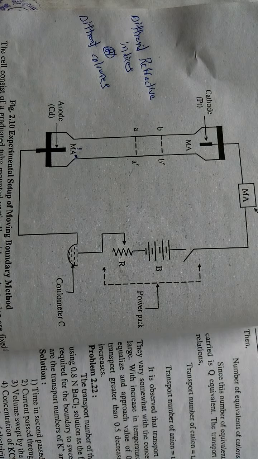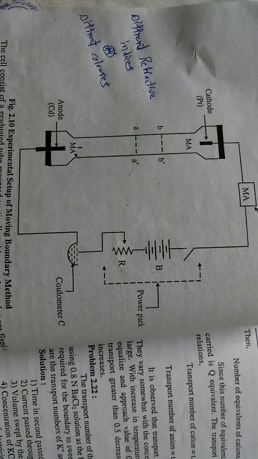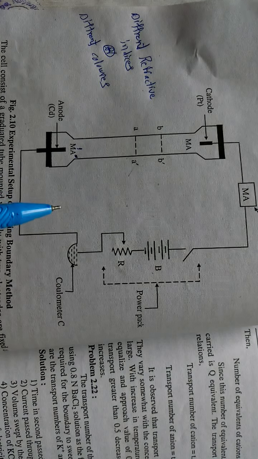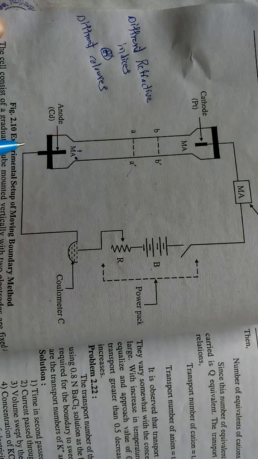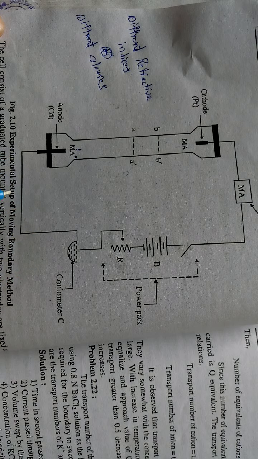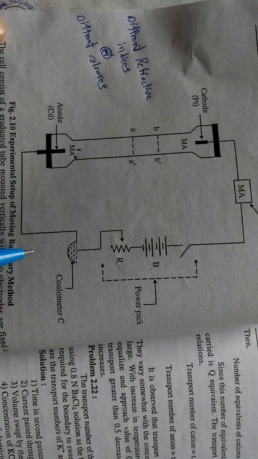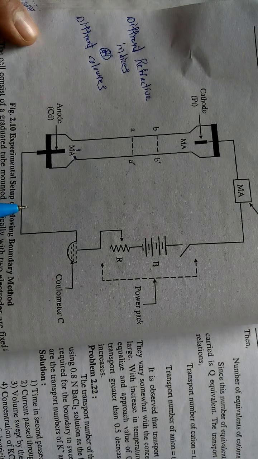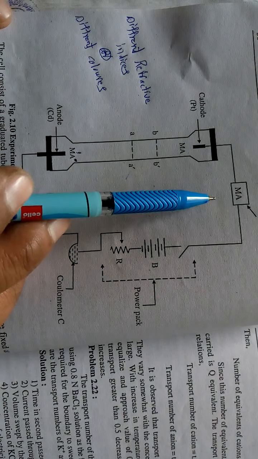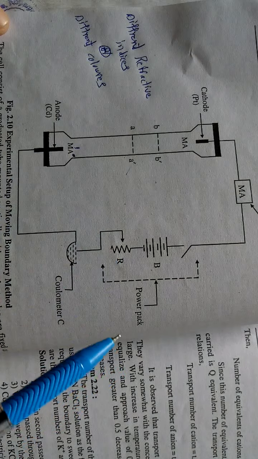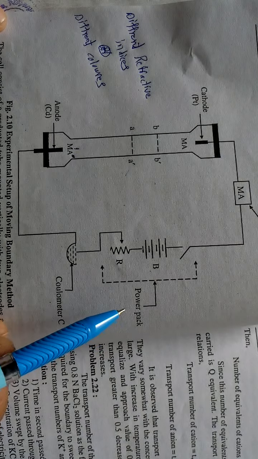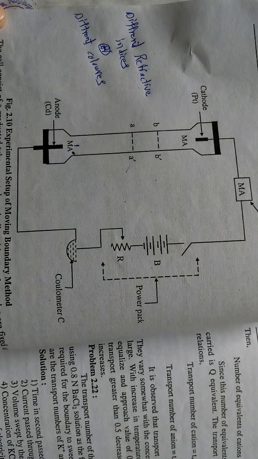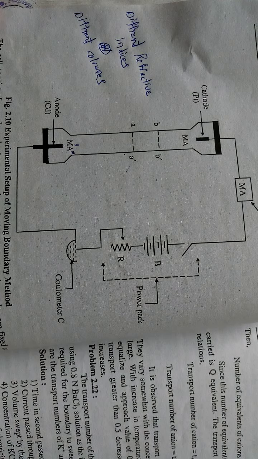Now, as far as the working of this particular instrument is concerned, before that we must know the remaining parts present in it. We just completed the first important part, that is the graduated tube. To this graduated tube a coulometer C is connected, along with a milliammeter joined to the tube. Then the variable resistance is there, and the power pack is there. So this is the simple instrumentation for the moving boundary method.